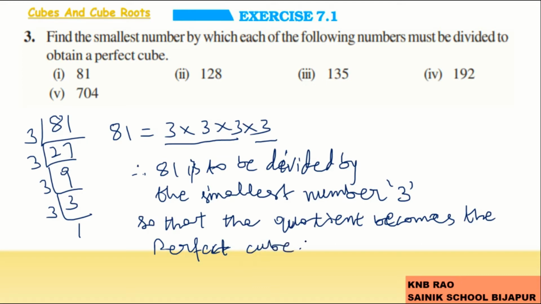So, we have 81 further gives the number 27, which is a perfect cube. So, this is how we find the smallest number by which each of these numbers is to be divided, so that the quotient becomes a perfect cube.